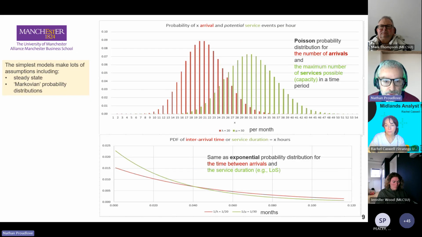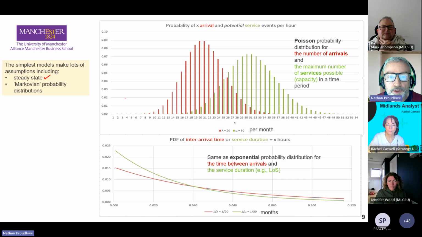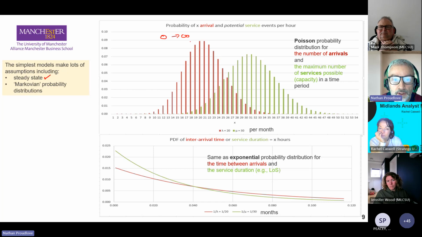One of the big assumptions behind those simple models is steady state, which I mentioned. It's not going to be busier or quieter on average. But the other one is about the nature of the variation, the nature of the randomness, and it's this Markovian thing. What that means is that the actual number of patient arrivals in a time period would be drawn from a Poisson distribution, something that gives you an integer between 0 and infinity, and it's got a long right tail. They've all got a longer right tail because they can go off to infinity. There's a small chance of a very high number of arrivals.